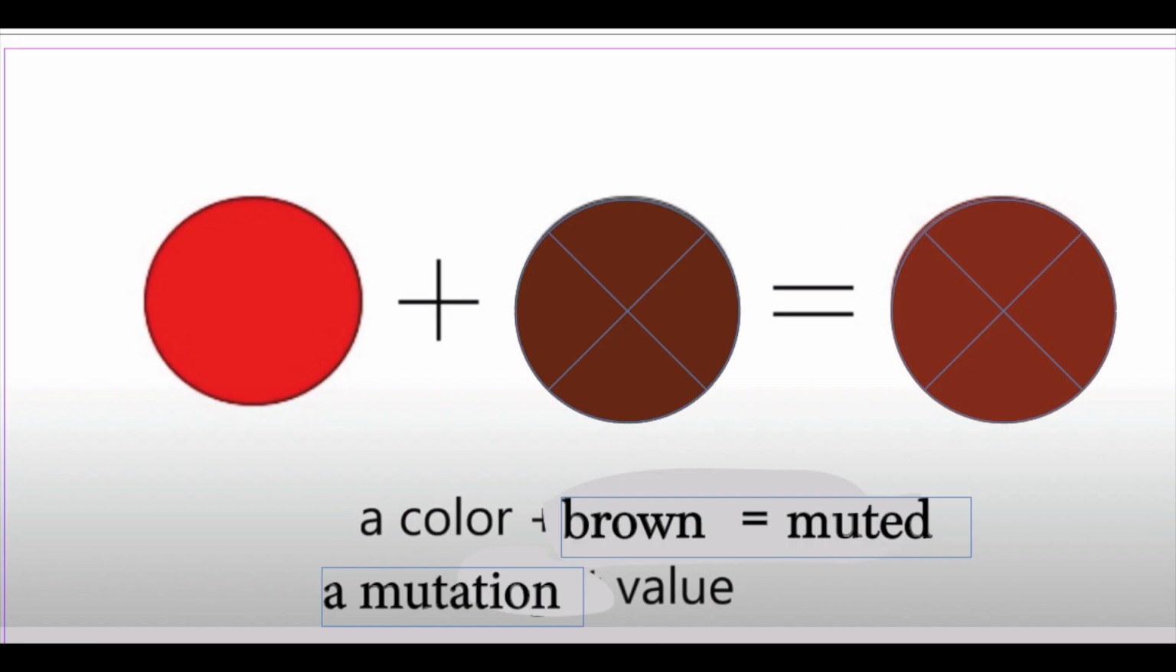Making a muted color is easy as well. You want to add brown to your color in order to create a muted variation of that color to make it more calm and not as vibrant. Muted colors are considered to be the opposite of a vibrant color.